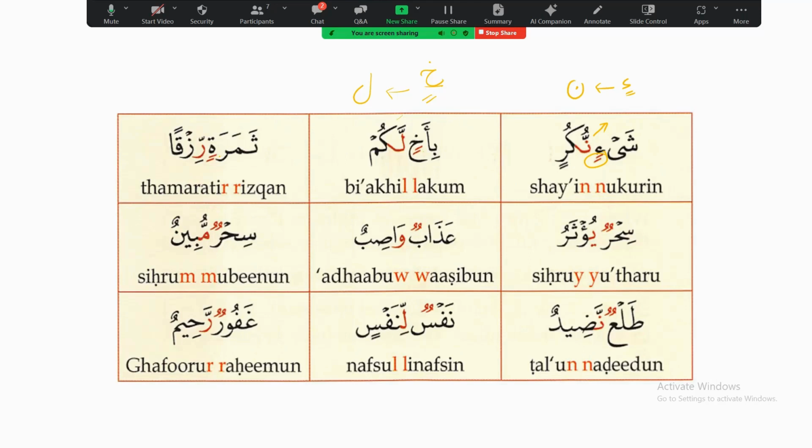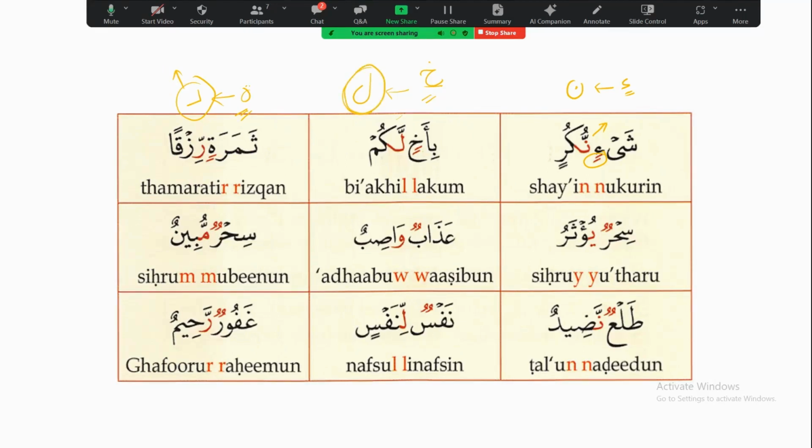ثمرات رزقا، ثمرات رزقا. Ta letter here with tanween of kasratain, and after that there is a raw letter. Let's see the type of idgham here. This is the first type of idgham, which is the complete idgham, right? The first type of idgham is only related to the two letters, which is lam and ra. So we will make a complete idgham without any nasal sound.